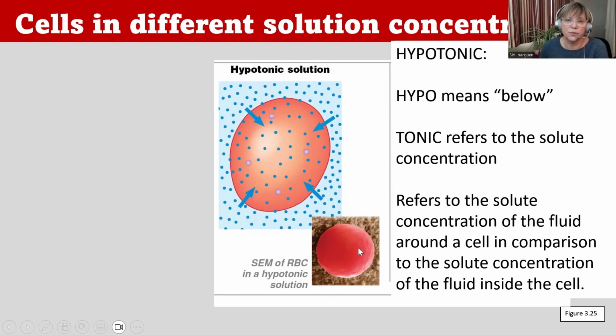And here's what happens to cells that are in a hypotonic solution. They start to swell up. And they can swell up so much that they're going to burst. And so we call that hemolysis, in which hemo would be the blood cell and lysis means cutting.